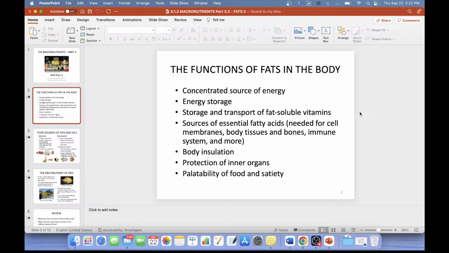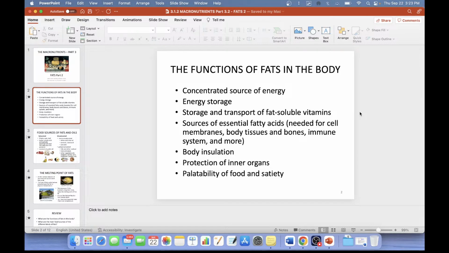Fatty acids are needed for cell membranes, to construct phospholipids for body tissues and bones, for the immune system, and for more. And where do we get the fatty acids from? We get them from fats, that is from triglycerides.